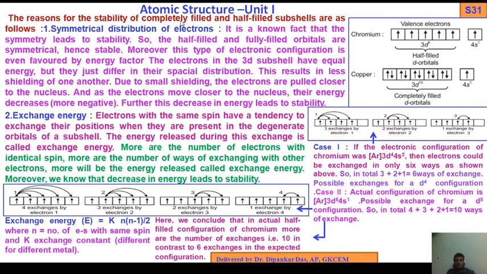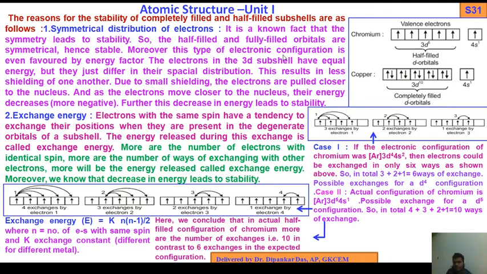The reason for stability of completely filled and half-filled subshells is as follows. Symmetrical distribution of electrons and exchange energy. First, symmetrical distribution of electrons. It is a known fact that symmetry leads to stability. So the half-filled and fully filled orbitals are symmetrical, hence stable.